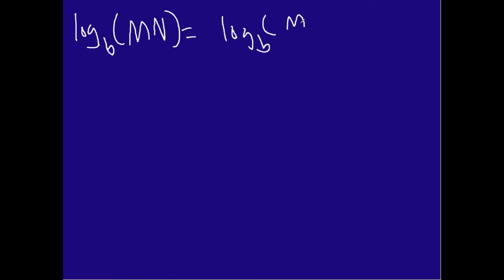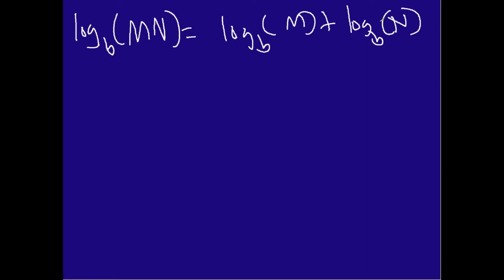Now, we're going to start with the quotient property, and to really understand how this works you need to remember the product rule, or the product property, or whatever you want to call it. With the product property, you have log base b times the quantity of m times n is also log base b of m plus log base b of n.